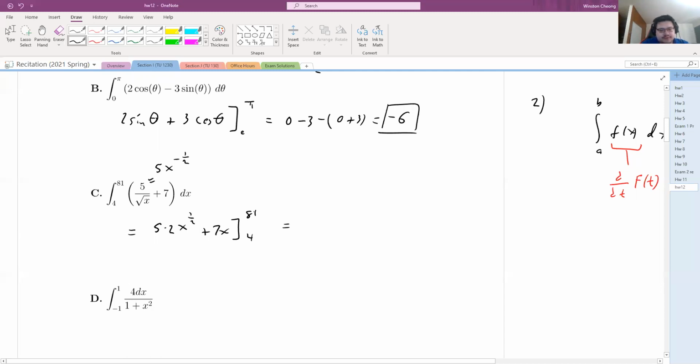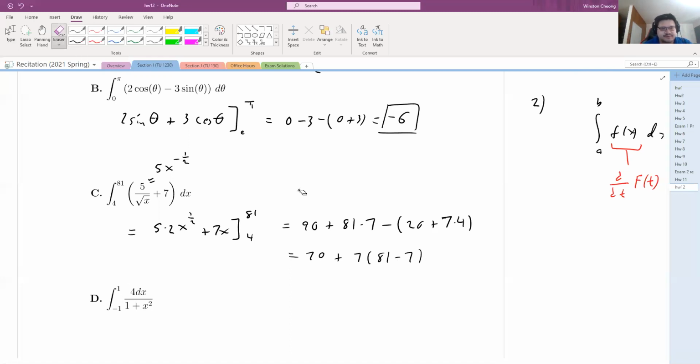So this is 10. We've got 9 here, so 90 plus 81 times 7 minus 20 plus 7 times 4, 70 plus 81 minus 7. I mean, you could calculate this by hand, I guess. Yeah, I'm trying to calculate this by hand, but I don't want to.